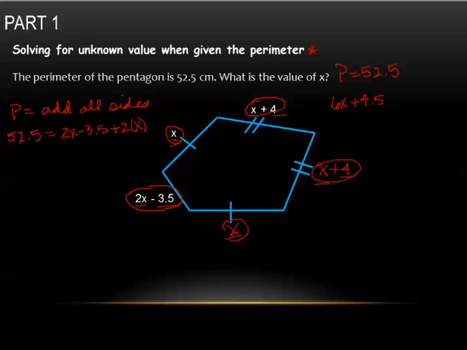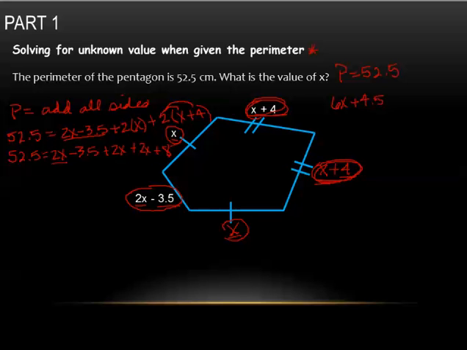And I'm running out of room here. Then I have 2 of the expressions x plus 4. So I'm going to put plus 2 times x plus 4. All that does is save me time from writing all that down over and over again. So 2x minus 3.5, and then 2 times x is just going to give me 2x. Then I've got to distribute this 2 right here. So I'm going to have plus 2x plus 8.